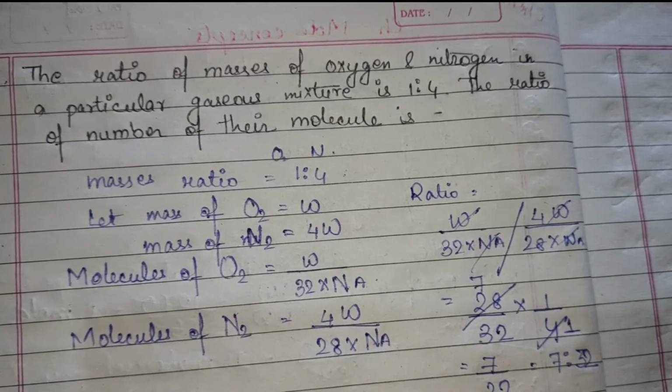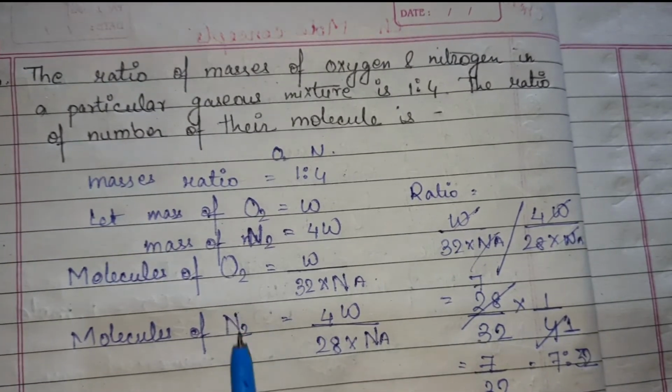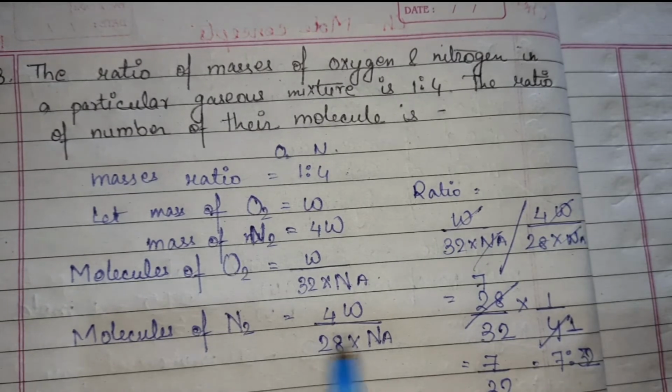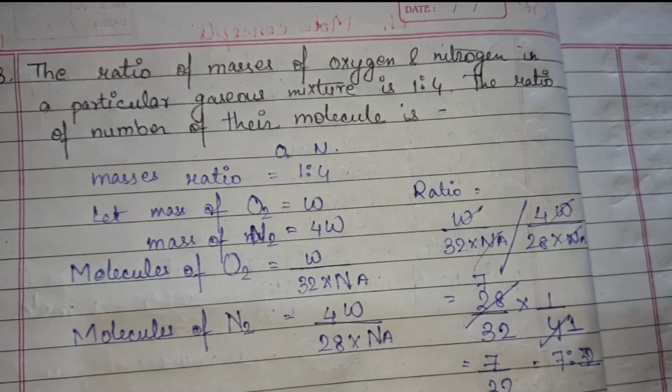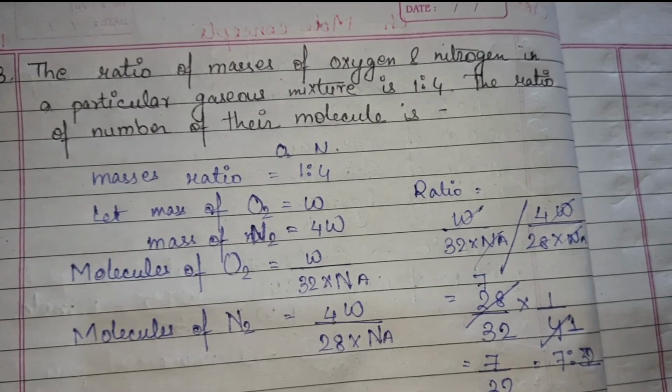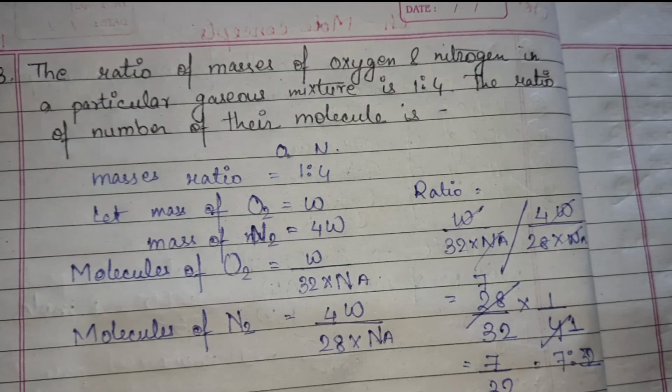I hope it's clear. So molecules of any substance, of O2 or anything, is mass by its molecular weight into the Avogadro number. Now let's move on to the next question, the fourth question.